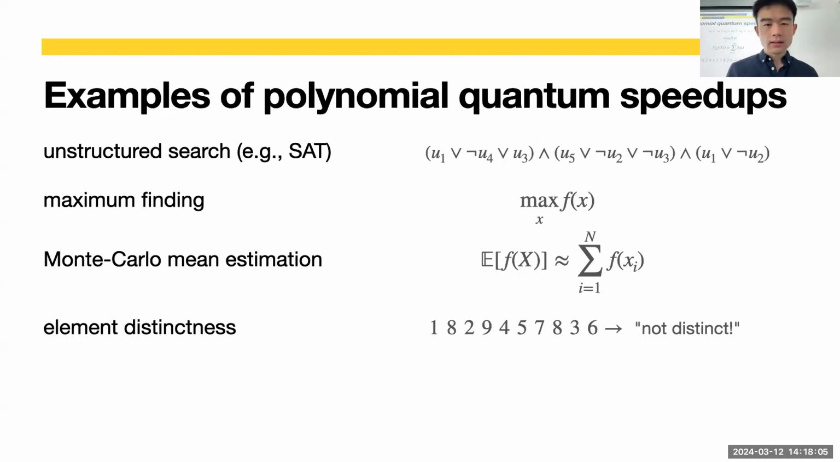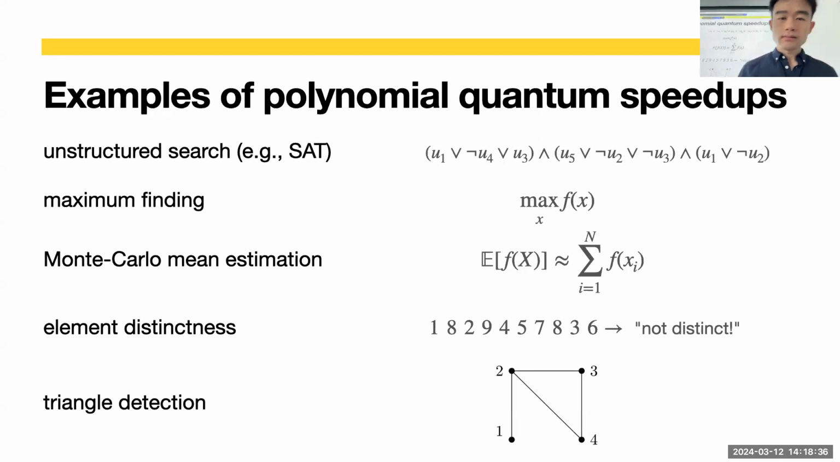Something that may be less well known to a more general audience is something called element distinctness. Here, the input is a string of numbers, and what you're supposed to output is a bit indicating whether there are two symbols that are the same in the string. So in this example here, the answer should be not distinct because I see that 8 appears twice.